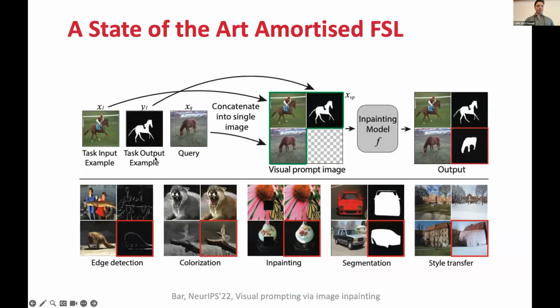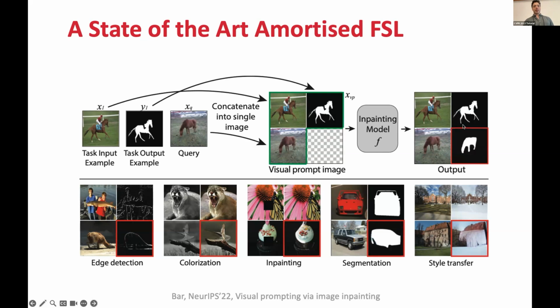And then to mention a cool state-of-the-art amortized few-shot learner, there's this one that I alluded to earlier, the so-called visual prompting paper. In this example, they basically want to do one-shot semantic segmentation. So your support set here is this horse image and the annotated mask of the horse. And then your query set, your test image, is here, and you want to see if you can fill in the mask of this test image, right?